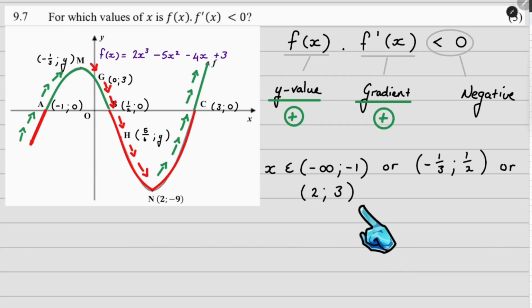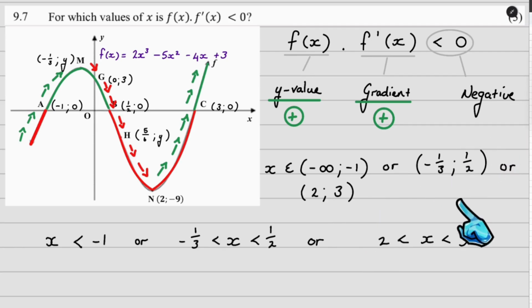So if that's the case, here lies our final answer. Bear in mind there is another way to state the answer. Let me show you that quickly. This is the other way to state your answer. Whenever x is smaller than -1, it means the same thing as this. Whenever x is in between 1/2 and -1/3, it means the same thing as this. Or whenever x is in between 2 and 3 will mean the same thing as this.